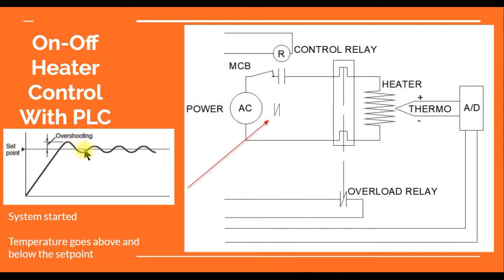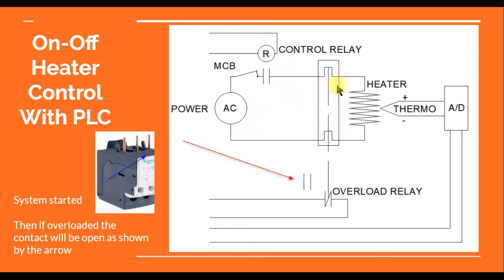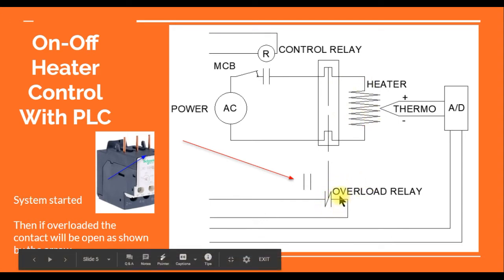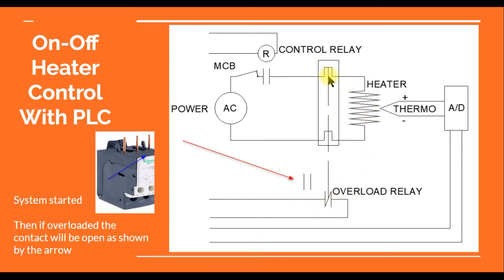This will be the waveform of the temperature. It will slightly overshoot. You can expect this from on-off heater control. Then if there is a problem with the circuit or if there is an overload, then the overload relay will open, and the system will stop heating up. Okay, we will go into the program environment.